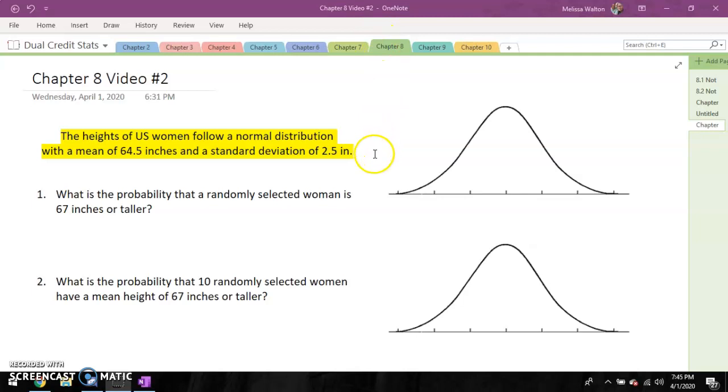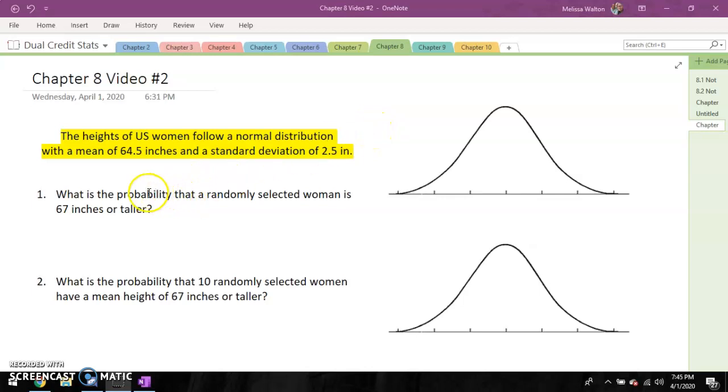And we're also going to connect that to Chapter 7. Chapter 7 was our normal distribution where we started to calculate different probabilities. So here is the problem that we have today. First off, the heights of U.S. women follow a normal distribution with a mean of 64.5 inches and a standard deviation of 2.5 inches. So using that piece of information, this is our average female height in the U.S., and then this is our standard deviation.